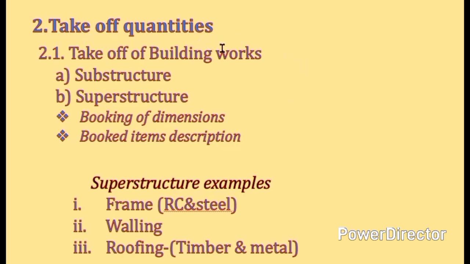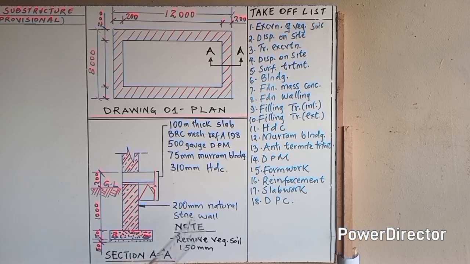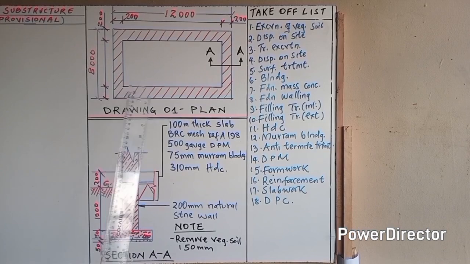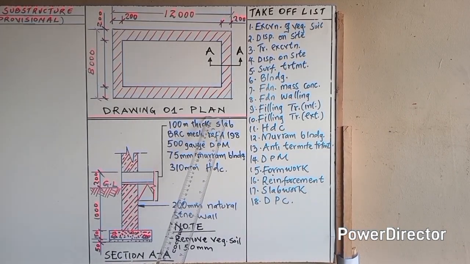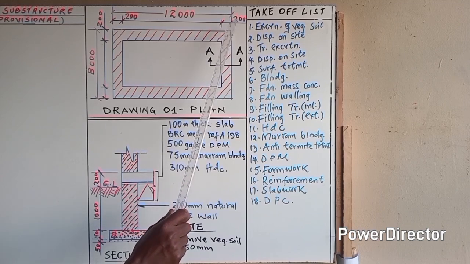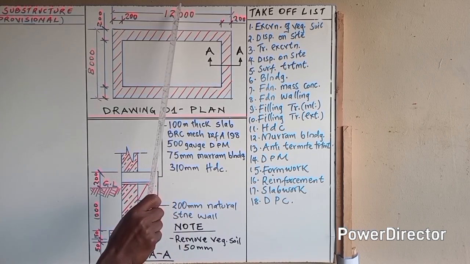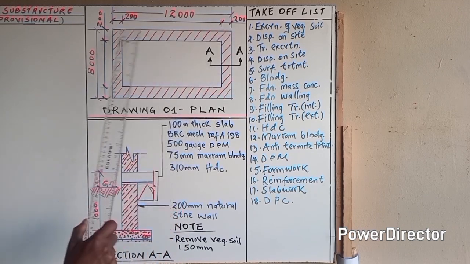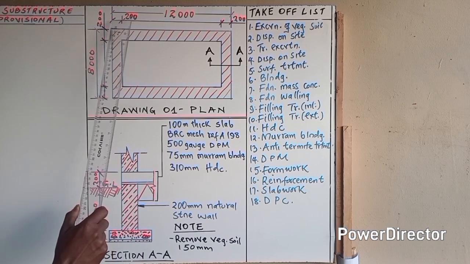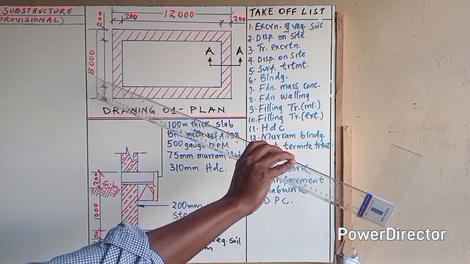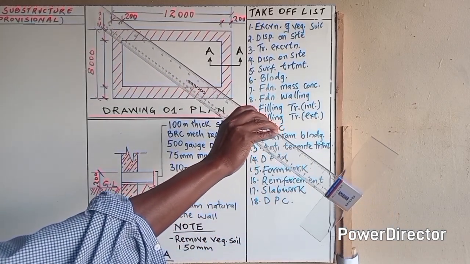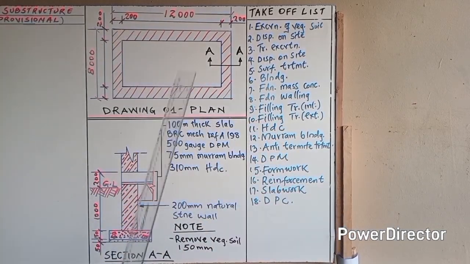Now, based on those guidelines that we have gotten from OS Building Technician Level 6, let us now take off quantities of the substructure works from the following simple plan. This is the plan I'm talking about, and I've given it the drawing code 01. The dimensions are as follows. Length is 12,000 millimeters from extreme to extreme, with a wall thickness of 200 millimeters. Width is 8,000 millimeters with a wall thickness of 200.